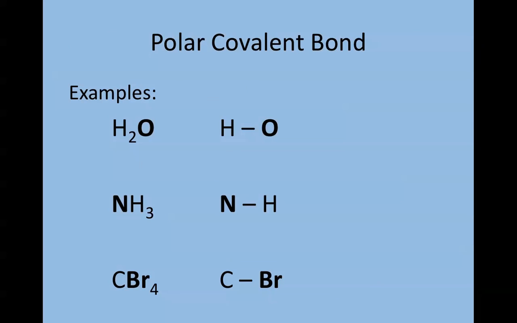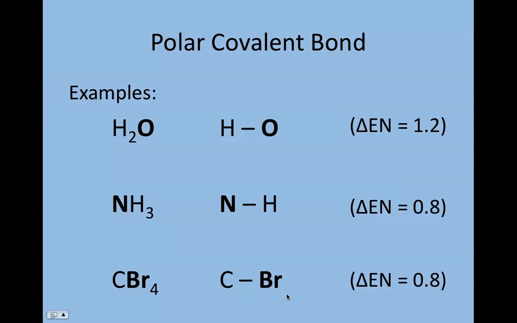All right, so in our polar covalent bonds, I have three examples of compounds. Right here I've pulled out a single bond. So I'm looking at just one hydrogen and one oxygen, one nitrogen and one hydrogen, and one carbon and one bromine. So I can find their differences in electronegativity, and you can see they all fall in the range of 0.5 to 1.7. Now, what I was talking about a couple slides back is they develop a slightly negative and positive charge because of that unequal sharing.